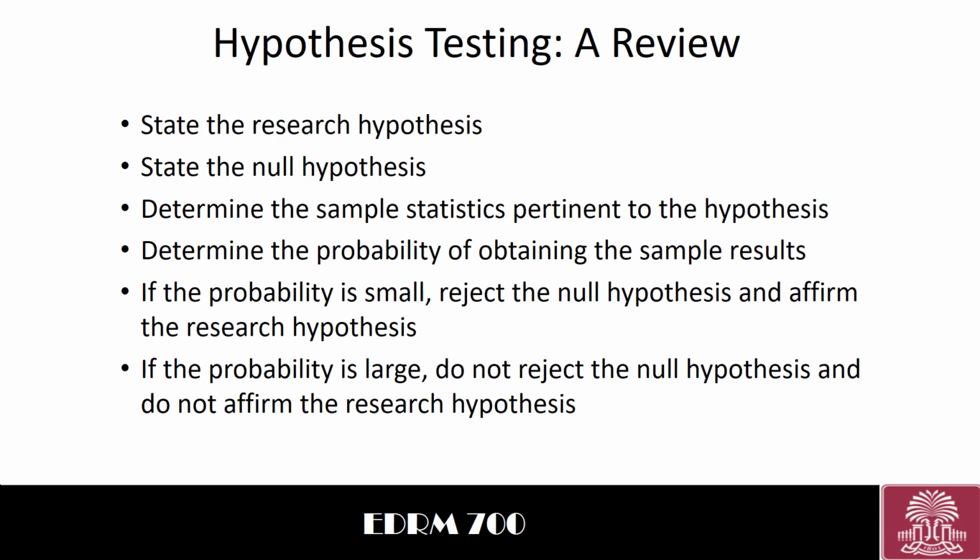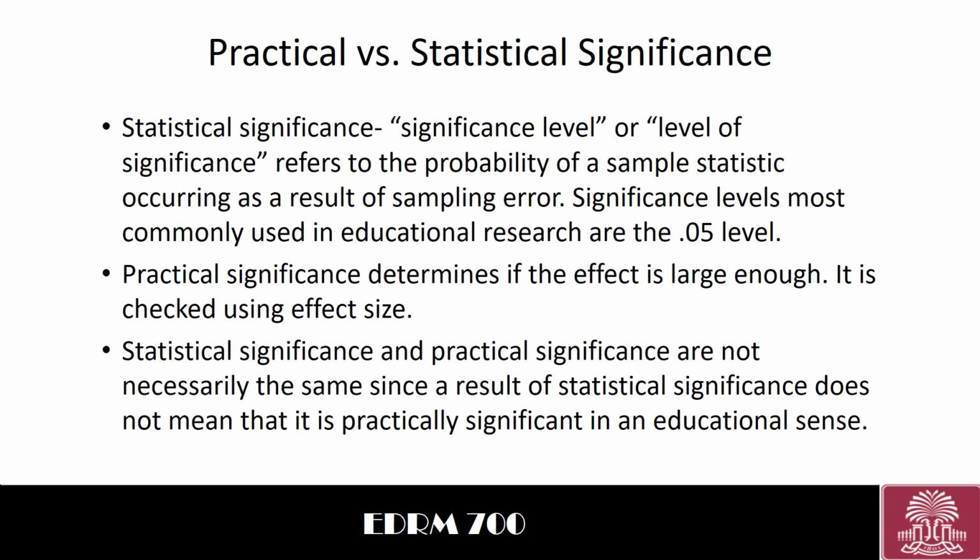We need to use a significance level to decide if the probability is small enough. We will introduce that in the next slide. We are normally concerned about the practical and statistical significance of a hypothesis test. Significance level refers to the probability of a sample statistic occurring as a result of the sampling error. It is commonly used at the 0.05 level. This is related to our statistical significance.